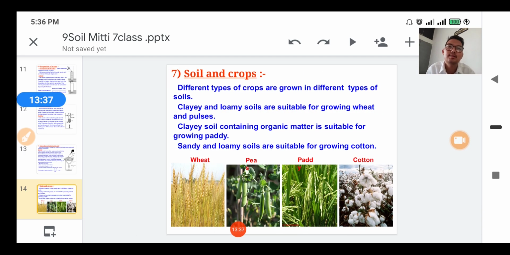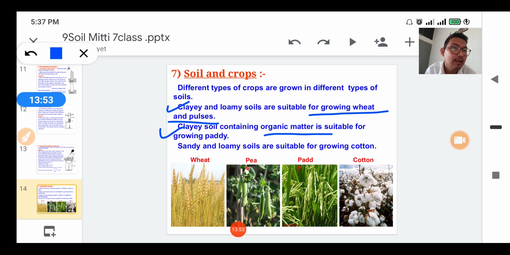Now I'll discuss soil and crops. Different types of crops are grown in different types of soils. Clayey and loamy soils are suitable for growing wheat and pulses. Clay soil contains organic matter and it is suitable for growing paddy, and sandy and loamy soils are suitable for growing cotton.